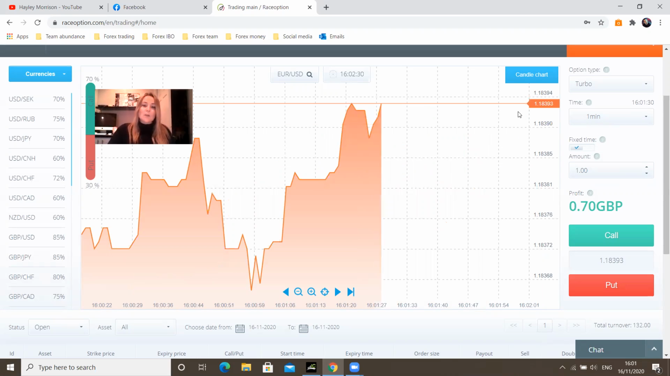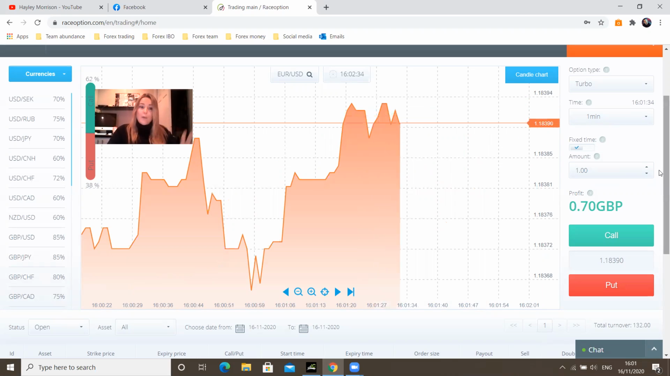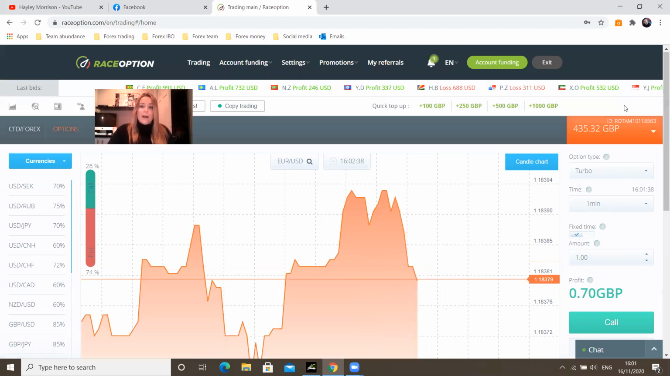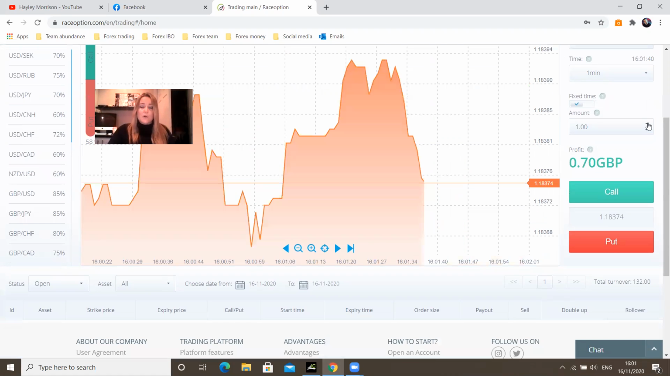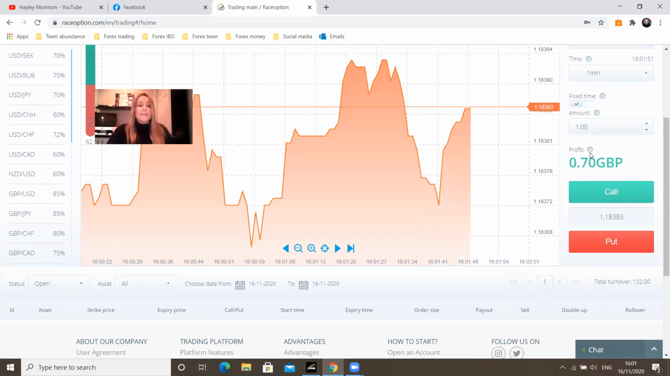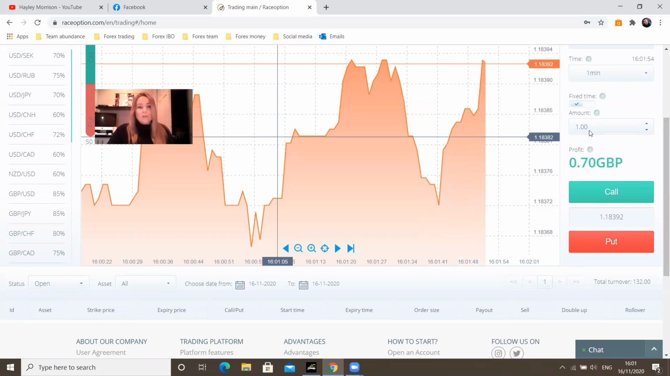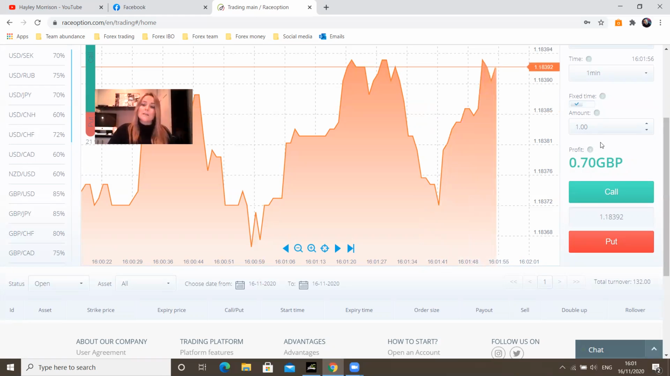The good thing about this is that instead of working out pips and lot sizes, you just need to set your risk based on how much is in your account. You can put it up and down. So before you even start to trade, you know this trade is going to cost you £1 to enter. If you lose it, you lose £1, and if you win, you win 70 pence. It is based on a percentage of your winnings, but there's no commission and no spreads, whereas there is with Forex.